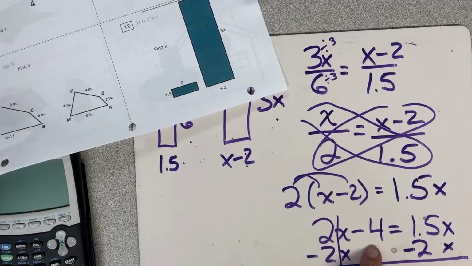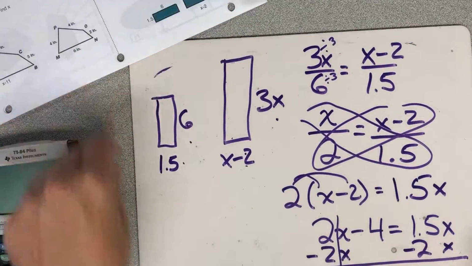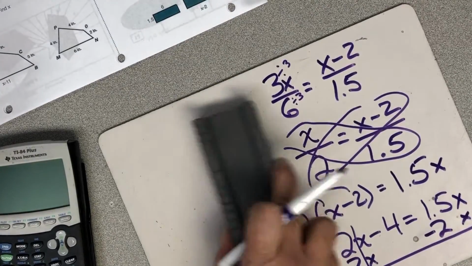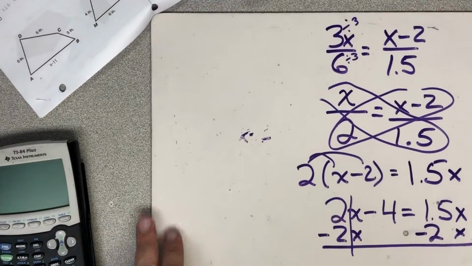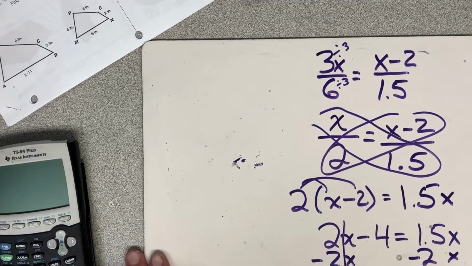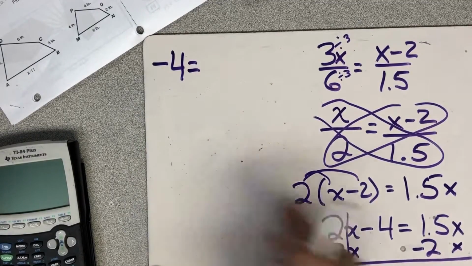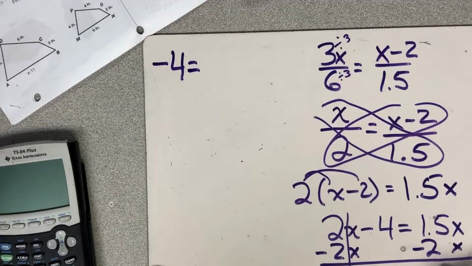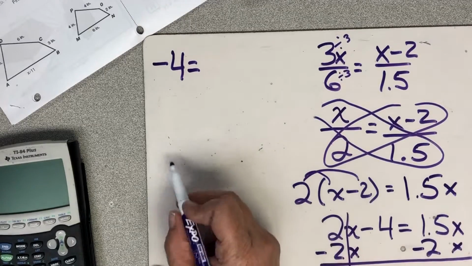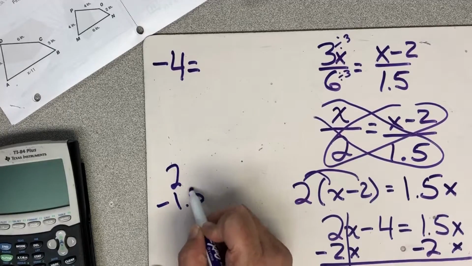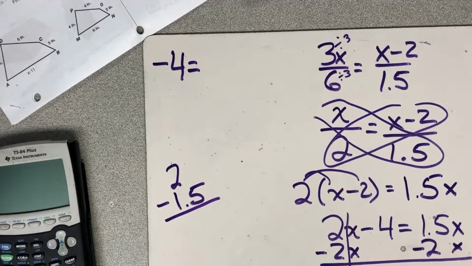So that leaves me a negative 4 on the left, and I'm going to have to figure out how to do 1.5x minus 2x. So I know the left side of my equation will end up being negative 4. And then 1.5x and negative 2x. 1.5 minus 2. Remember, when you're adding or subtracting positive and negative numbers, you do the big number minus the small number. So 2 minus 1.5. And I kind of hope that you know that the answer is 0.5.